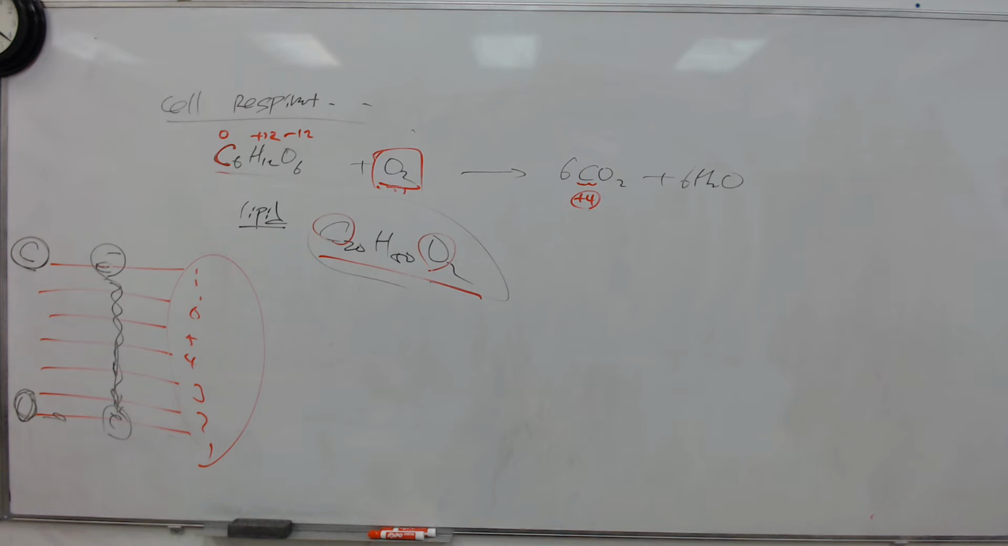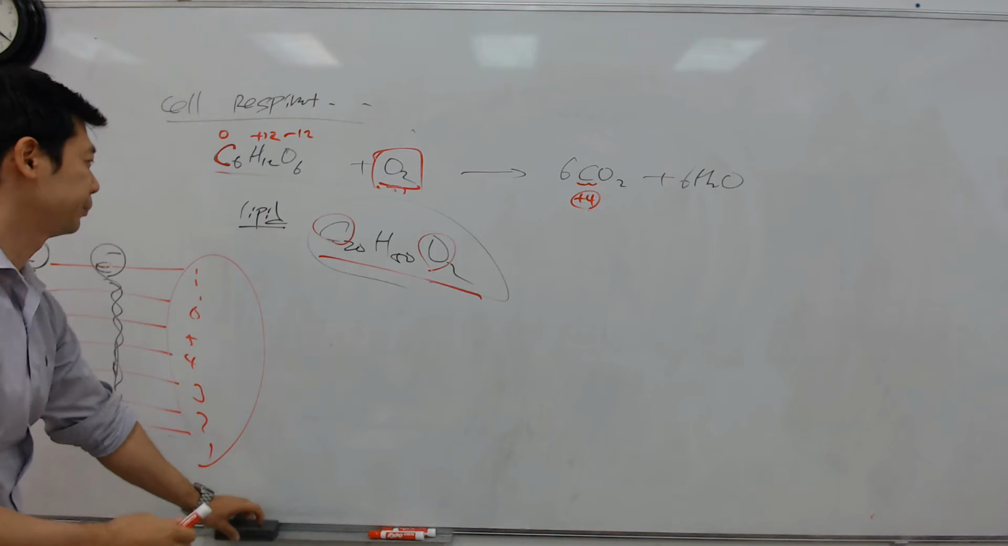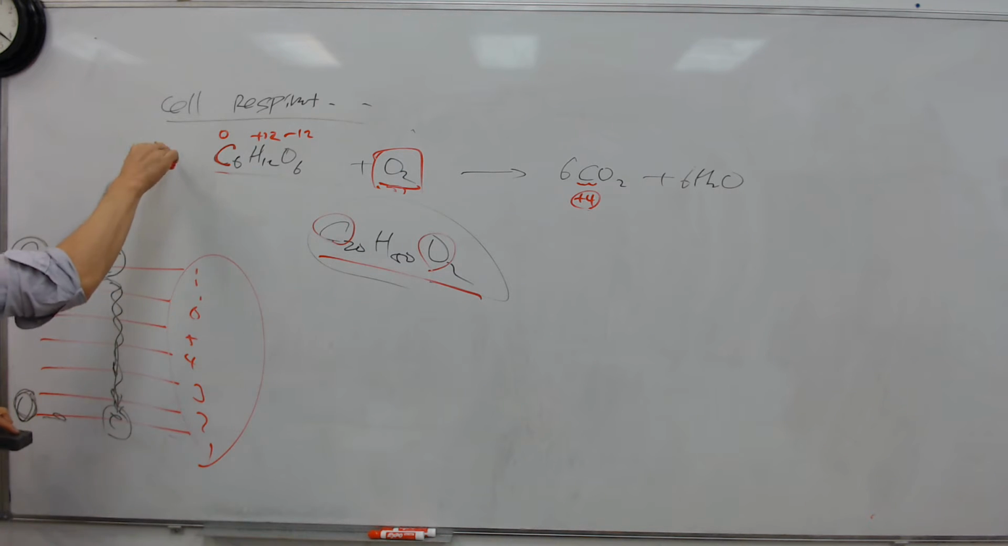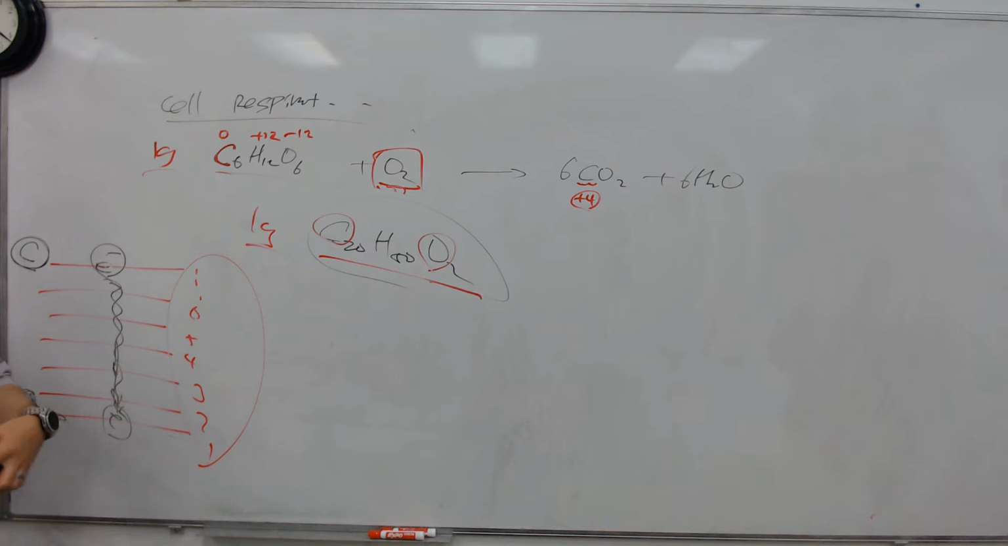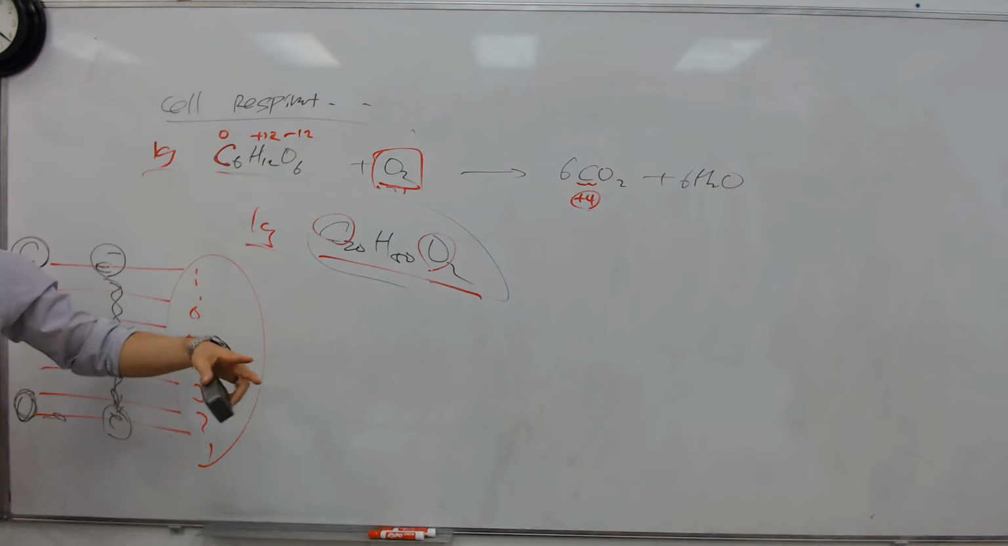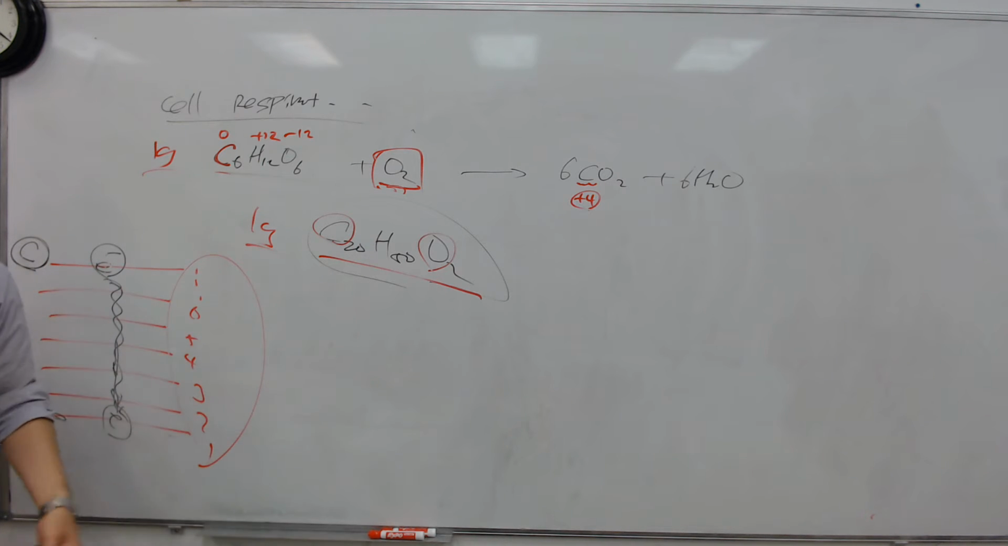For example, if you have 1 gram of this and 1 gram of that, which one can give you more energy? Of course, this one. Now you should know why: because they've got more electrons in there.